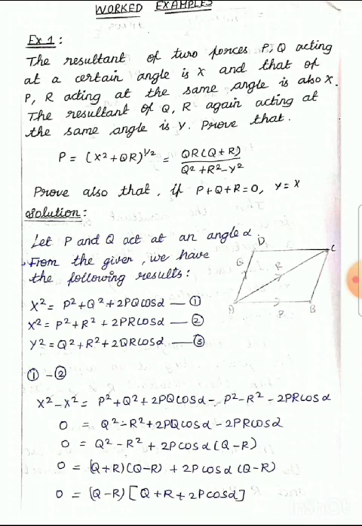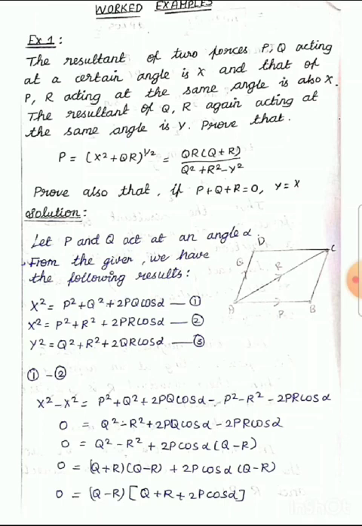So the solution is: first we assume P and Q are forces acting at an angle alpha, and from the given statement we have the following results. x squared is equal to P squared plus Q squared plus 2PQ cos alpha, mark it as equation number 1. x squared is equal to P squared plus R squared plus 2PR cos alpha, this is equation number 2. And the third one, y squared is equal to Q squared plus R squared plus 2QR cos alpha.